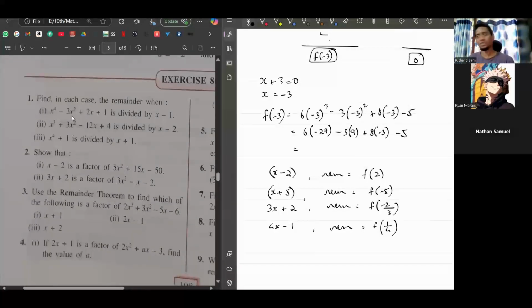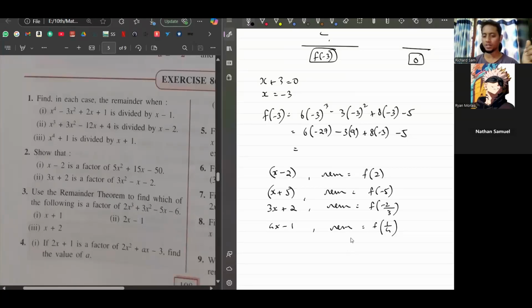Sometimes they'll ask you to find the remainder, like how I've done over here. We are finding the remainder. Sometimes they'll tell you that x minus 2 is a factor of this. So what does it mean now? Suppose x minus 2 is a factor of this polynomial, then what does it mean? But since it's a factor, what do we know?